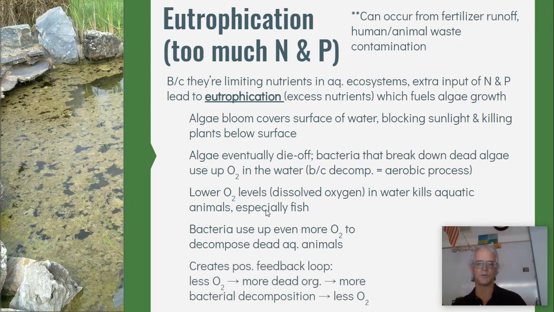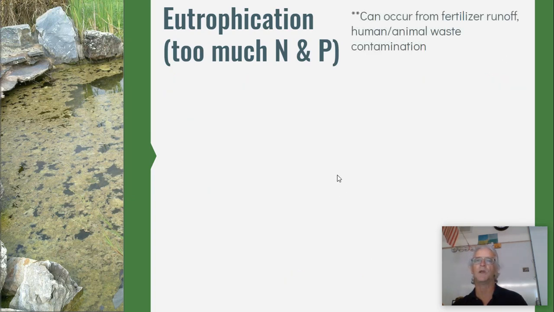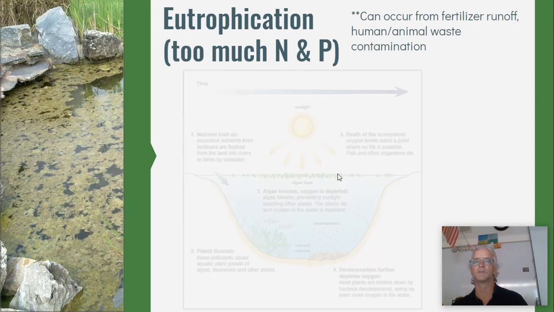This creates a feedback loop, which means less oxygen leads to more dead organisms, which means more bacterial decomposition, less oxygen, and more dead organisms, causing what's called a dead zone. At the mouth of the Mississippi, it can be somewhere between 500 and 1,500 square miles. It can occur from fertilizer runoff.